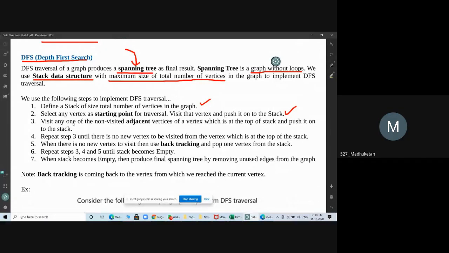Visit any one of the non-visited adjacent vertices of the vertex which is at the top of the stack, and push it onto the stack. Once you visit that node, then you have to push it into the stack. So after visiting, compulsorily, we need to push it. Understand?